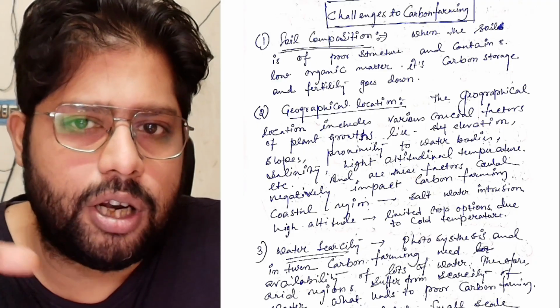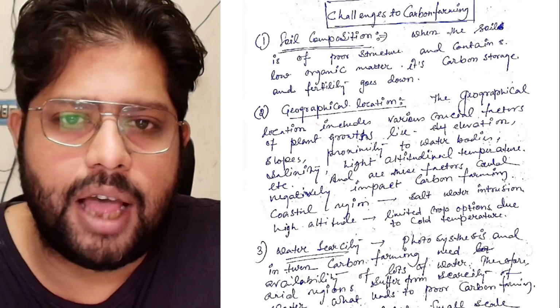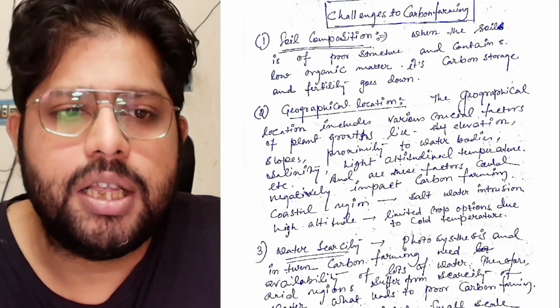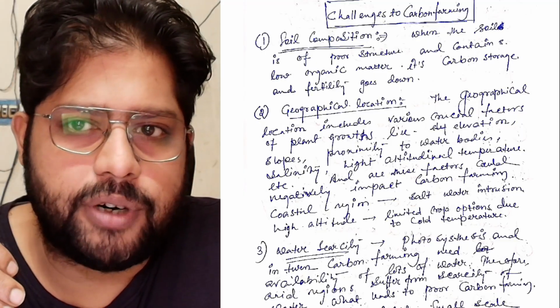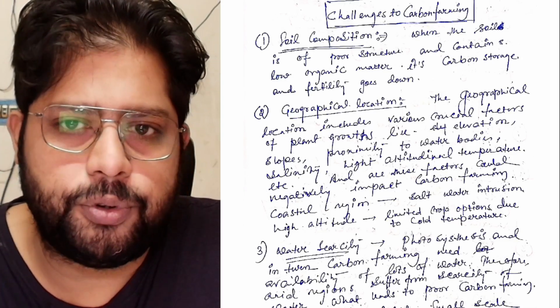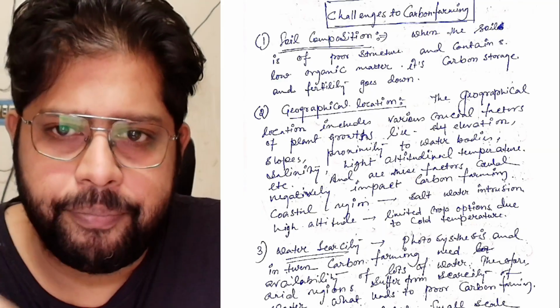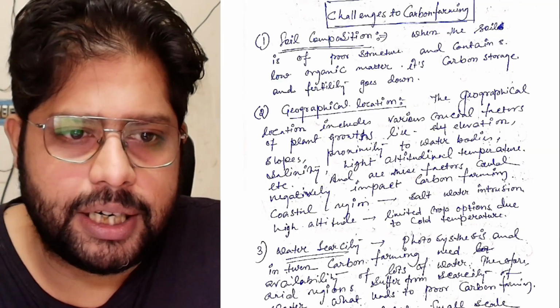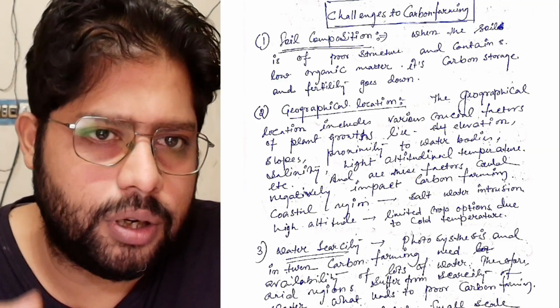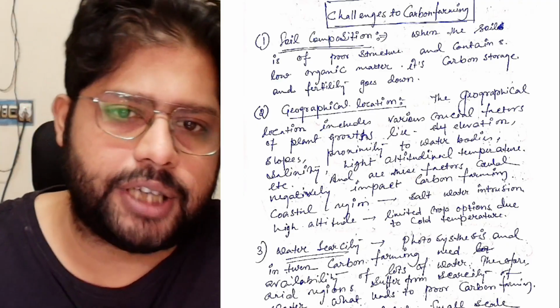So the subject matter is the soil composition. Your soil composition should have a lot of carbon. Okay, these are the challenges of carbon farming. Sometimes what happens, we want to do carbon farming but just because of the poor composition, poor soil structure, poor organic matter, low organic content, etc., we are not allowed to do carbon farming on that soil. So this is also a challenge.